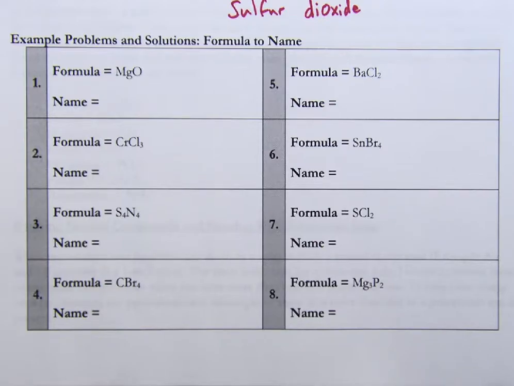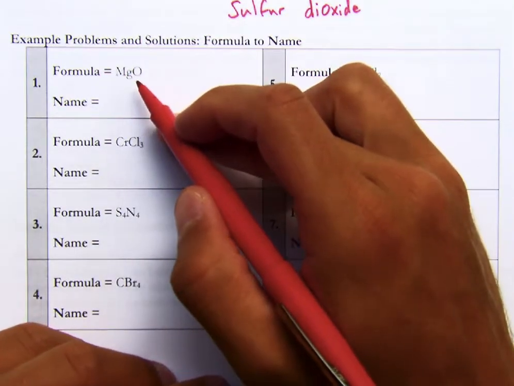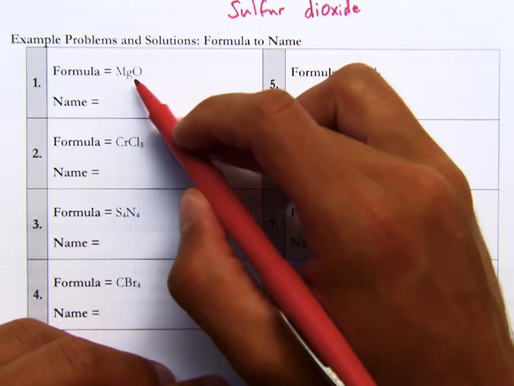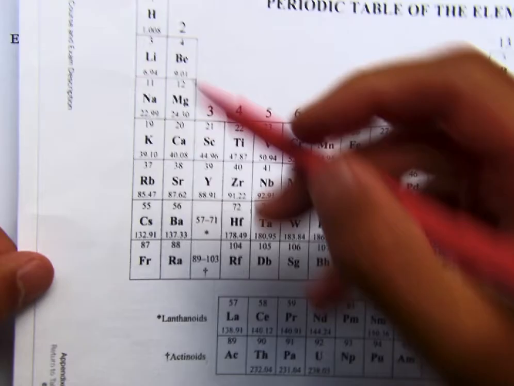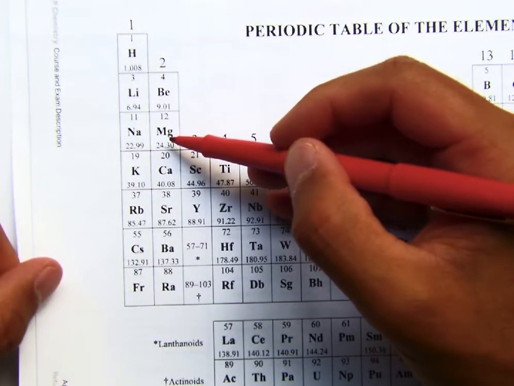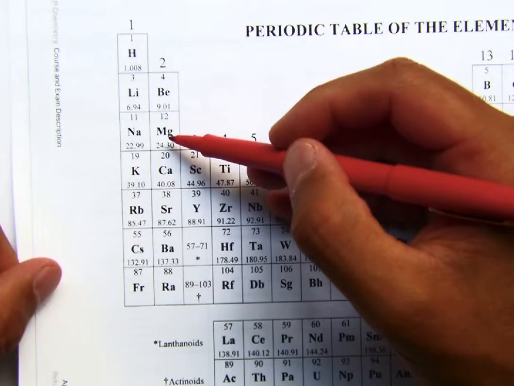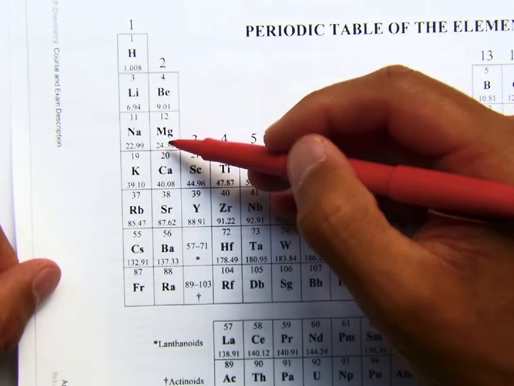Okay, let's solve Mg and O. First thing you want to do is find them on the periodic table. Mg is in column 2 on the periodic table. So not only does that mean that it's a metal, that also means that it's a type 1 metal. It always has a charge of positive 2. So this is going to be a type 1 compound.